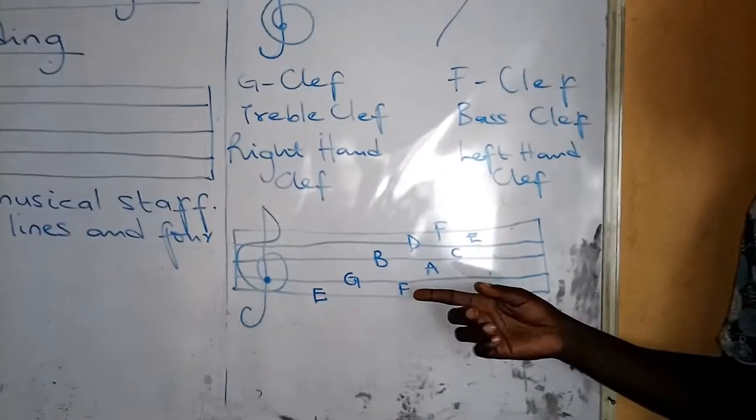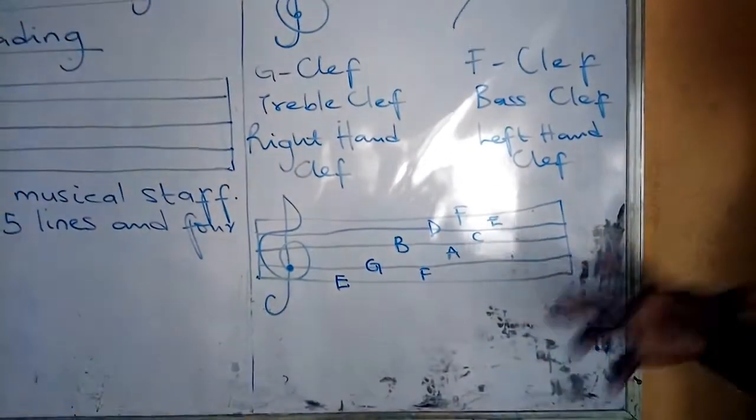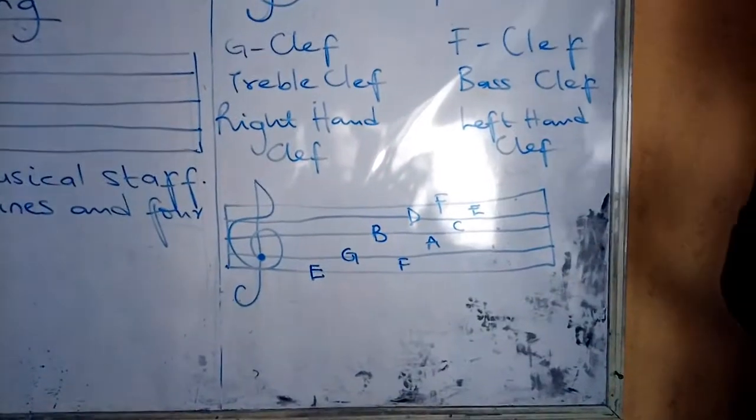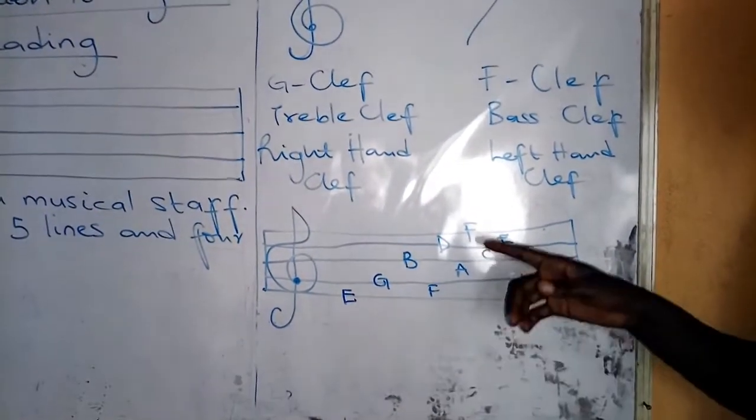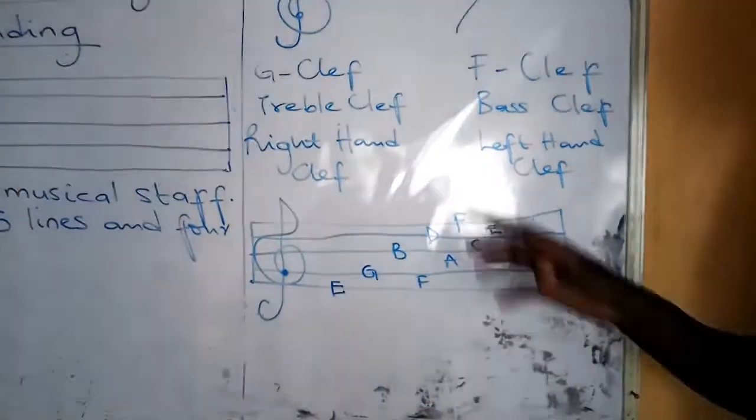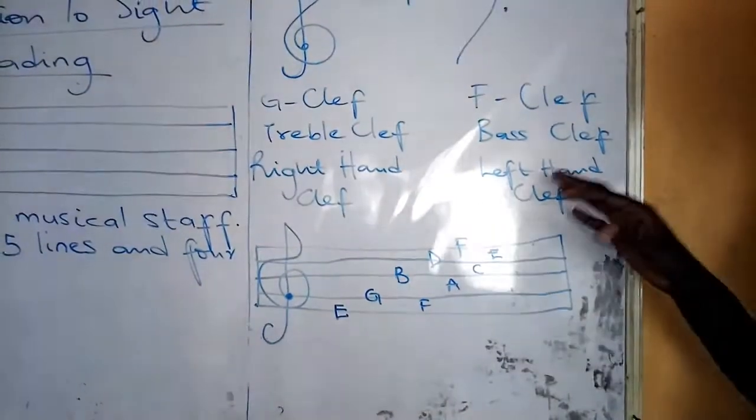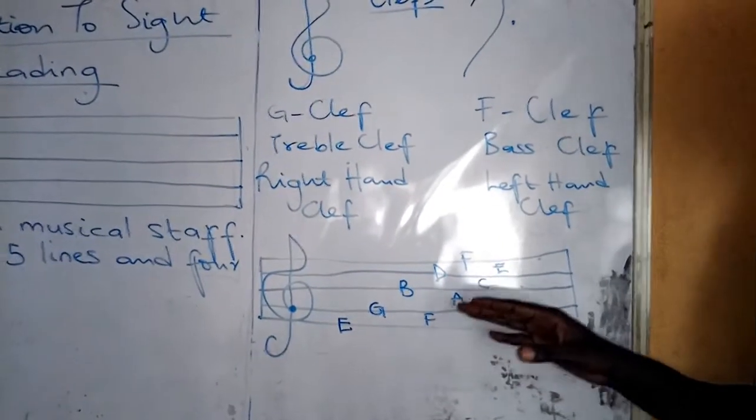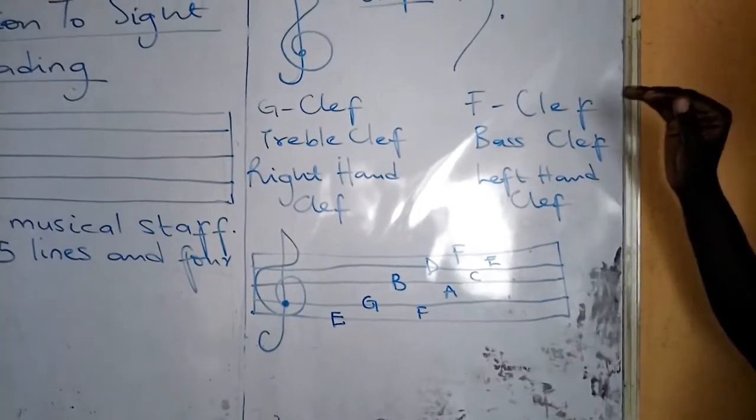Then for the spaces, we have what we call F-A-C-E. To remember, you can just put your hand on your face. So the spaces here are F, A, C, and E. And just like for the lines, the pitch keeps increasing as you move from the lowest space at the bottom here to the top.